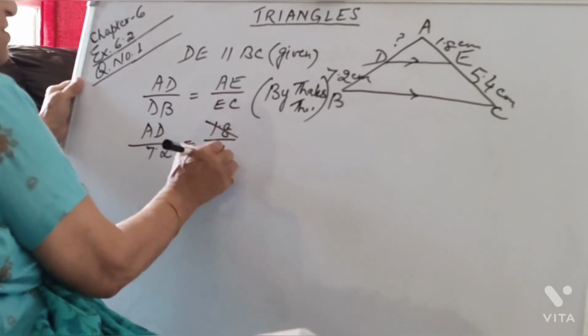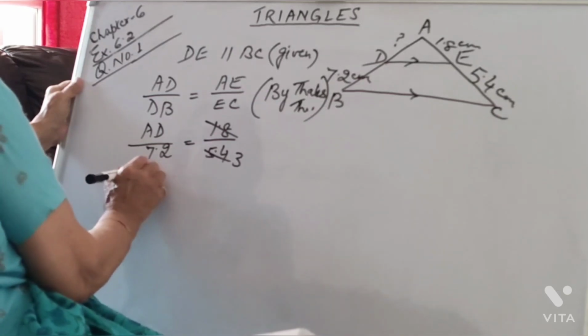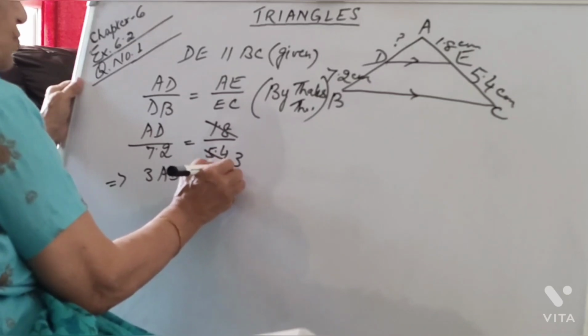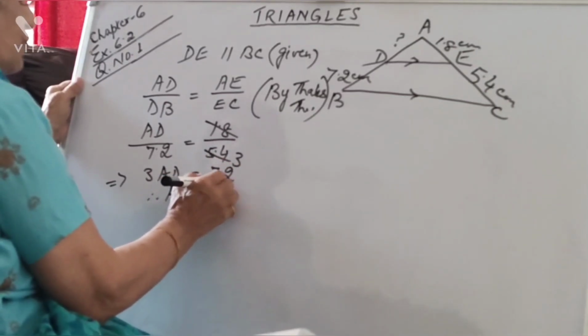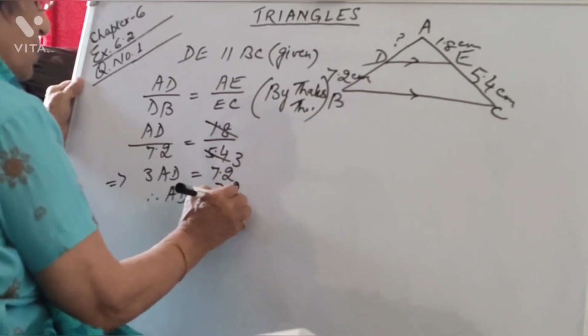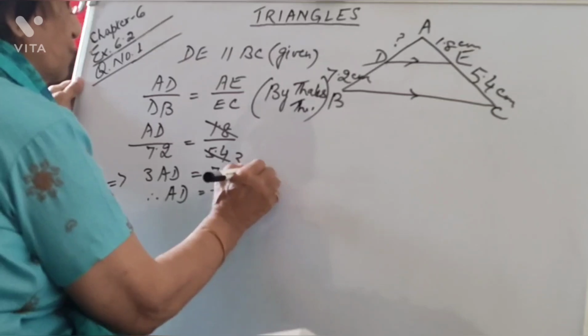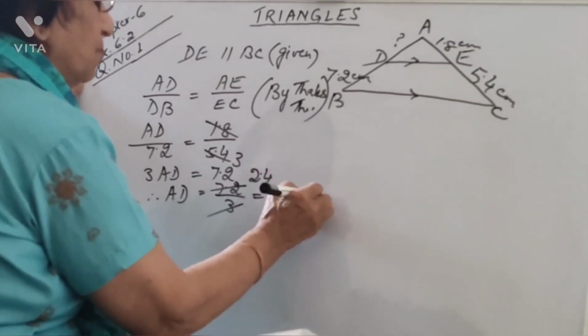So on cancelling you will get 3. Therefore 3 into AD will be 3 AD is equal to 7.2. Therefore AD is equal to 7.2 over 3. On cancelling you will get 2.4 centimeter.